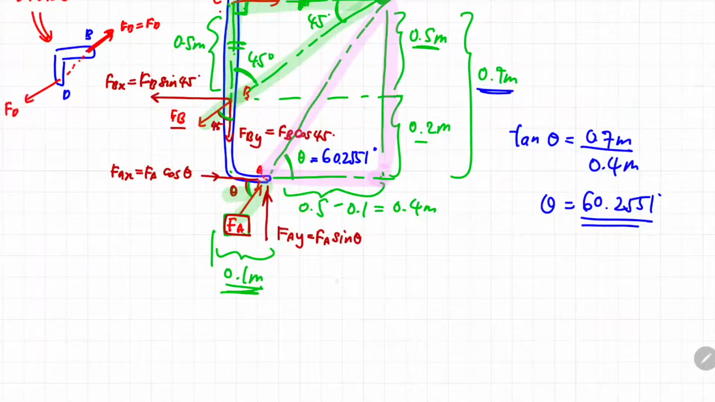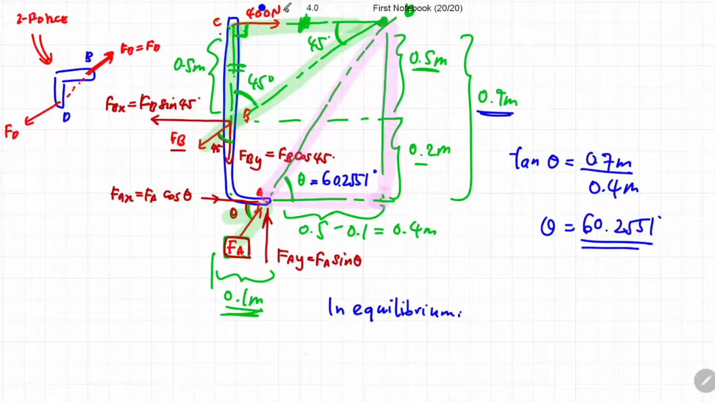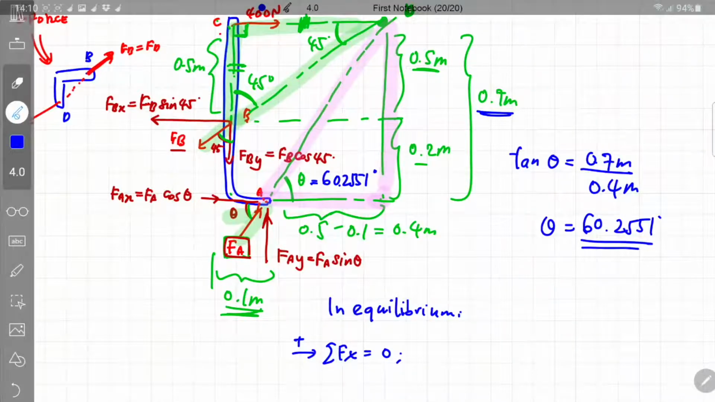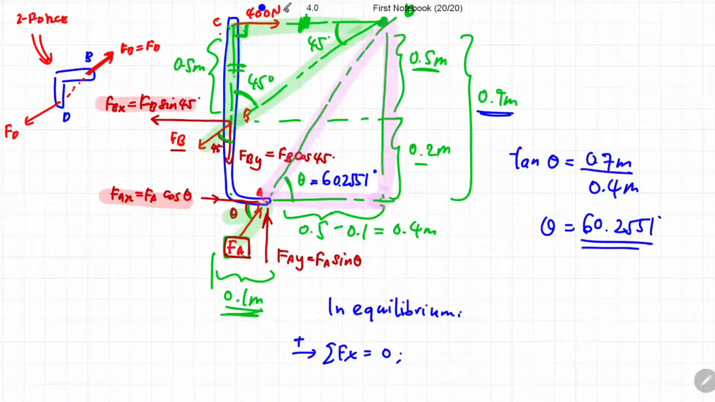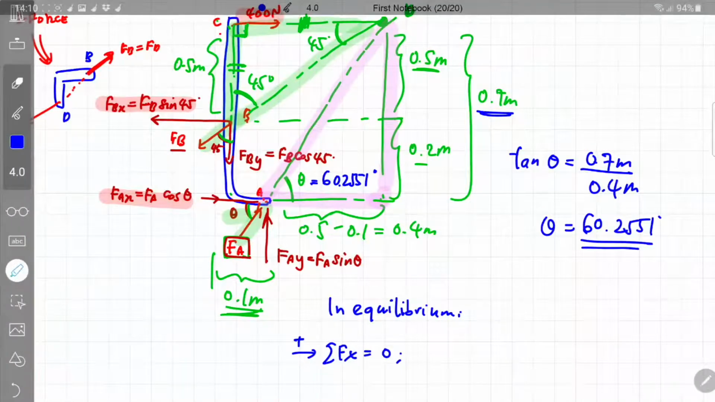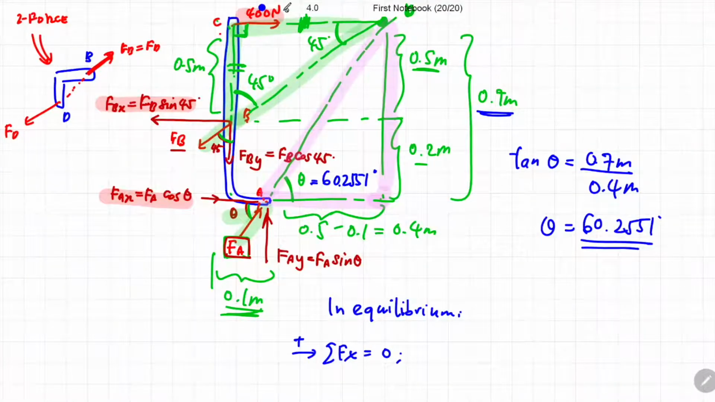Okay, so in equilibrium, as usual, I would like to approach it systematically lah. Usually, I would start with the summation of all the forces in X would be equivalent to 0. So, tengok ada berapa banyak forces dekat X ni. So, that is the FAX, there's the FBY, and also there's the 400 Newton. Ada lagi tak? Tak ada. Ada 3 benda je dekat sini. So, if I were to rewrite all this expression into my equilibrium equation, the first one is FAX. So, I'll just rewrite it as FA cos theta. Theta tadi kan kita dah dapat, which is 60.2551.